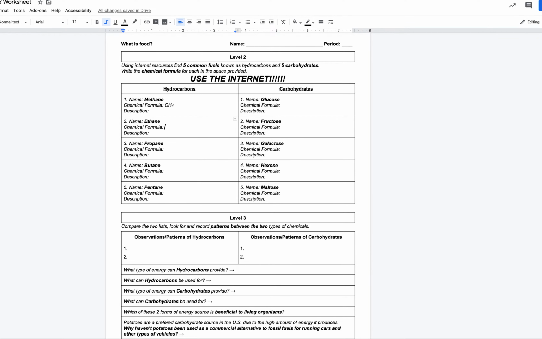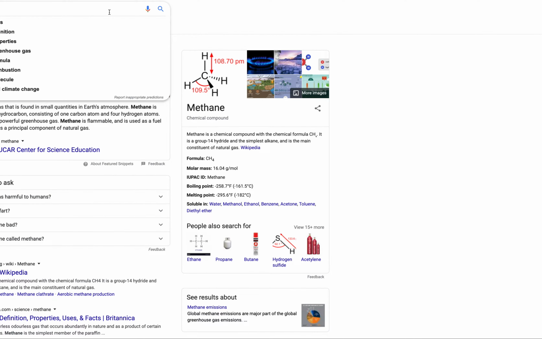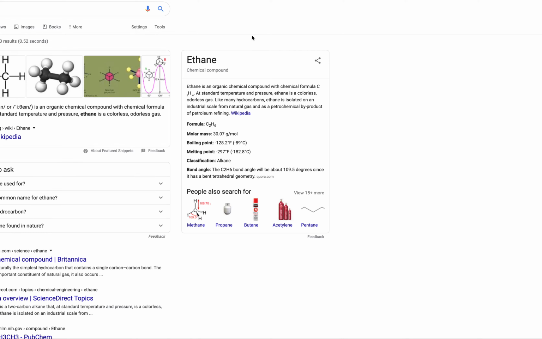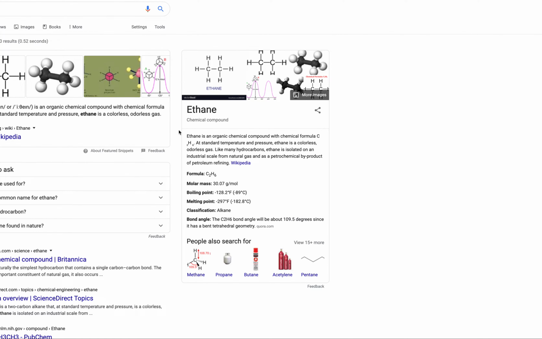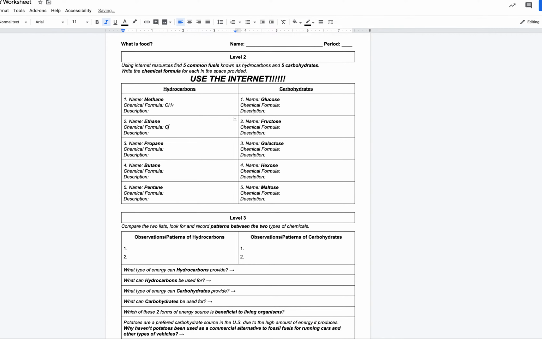For ethane, you have to do the same thing. You gotta look for ethane on the internet, and there's a description right there, and the chemical formula is C2H6. Always remember to have the numbers in subscript form because that indicates the number of atoms, meaning 2 carbon atoms and 6 hydrogen atoms.